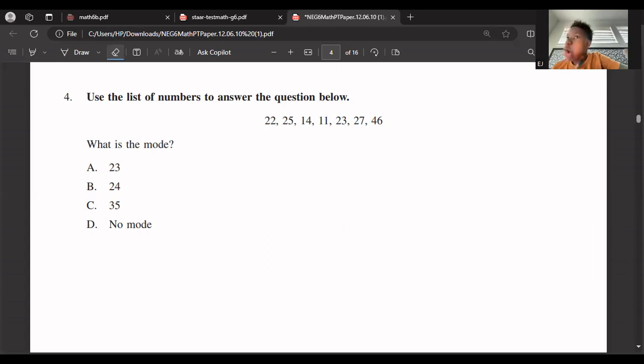No mode. Good. If you have any value that has the highest number of occurrence, that would be the mode. But in this case, they all have equal number of occurrence, so there is no mode. We move on to the next one.